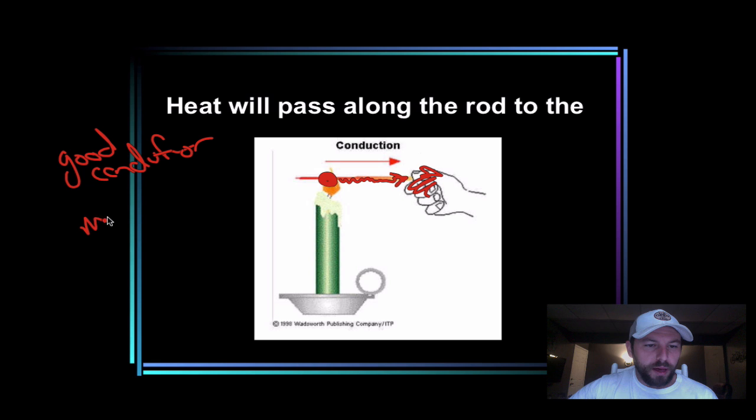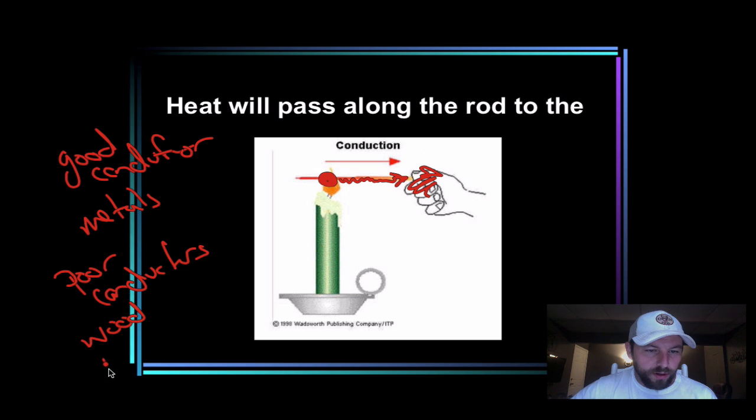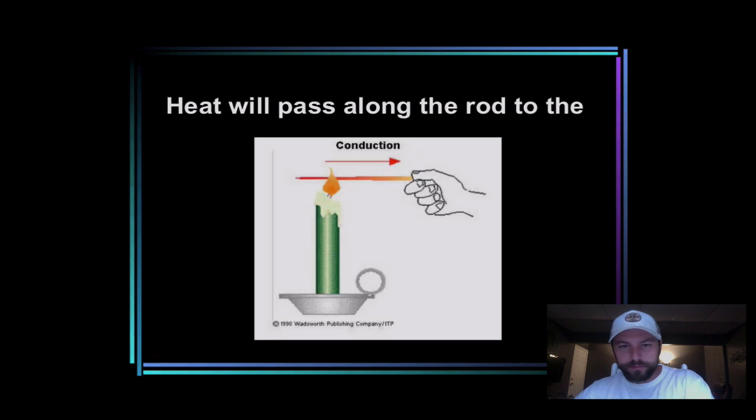Conductor. Metals are very good conductors. Things like wood, air, and water are poor conductors of heat. Those things are poor, so it's just the good and the bad when we get to this.